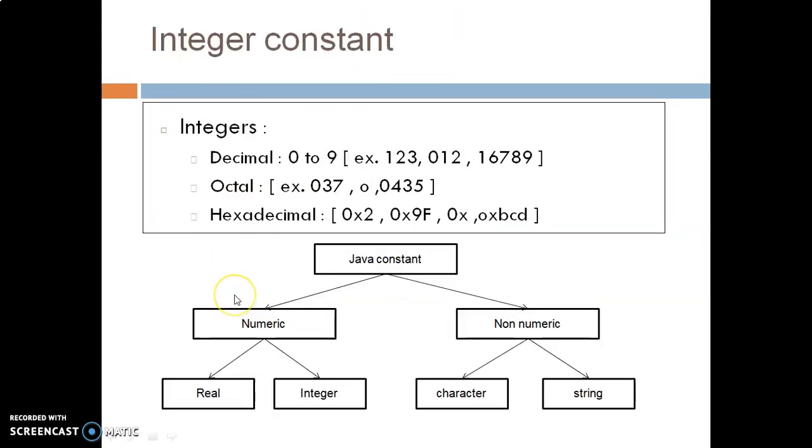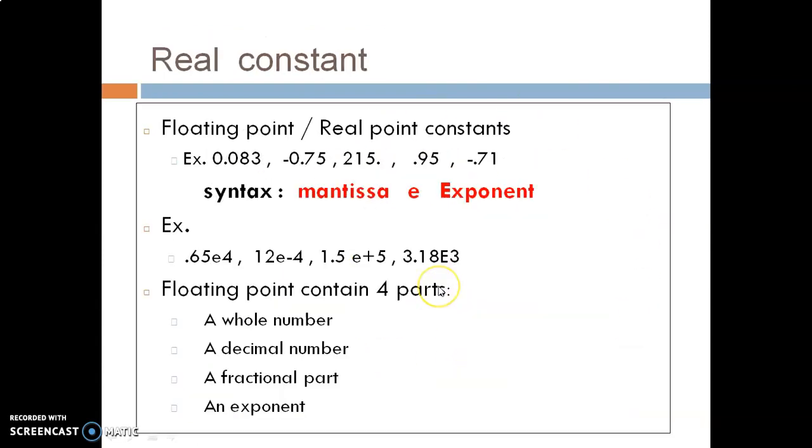When I am talking about integer constants, you can see here, these are all examples of integer constants that you can use in your program. When I am talking about hexadecimal, you will have to use numbers like this. So constants are divided into 2 categories: numeric and non-numeric. Numeric is real and integer. Real is nothing but floating point numbers, and non-numeric is again character and string. These are all categories of constants.